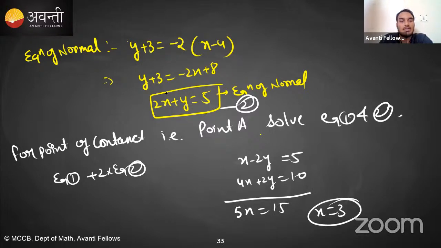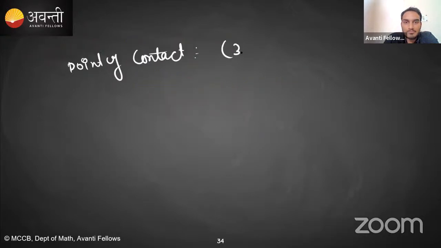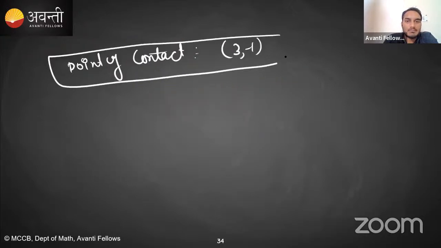x 3 आ गया. So now put it in any of these equations, let's say put here. So what you will get? x is 3, so y is minus 1. Clear? So the point of contact कितना आ गया? You can say that the point of contact is 3 comma minus 1. Okay. Is that clear, students?